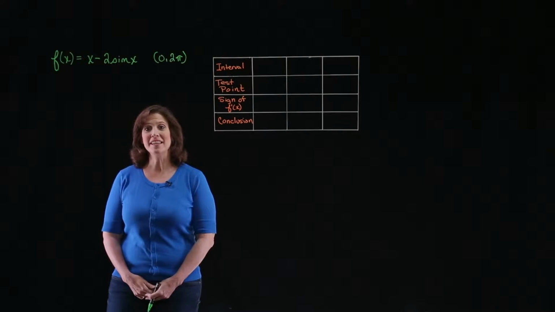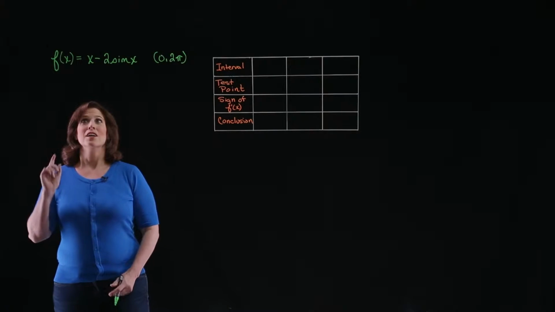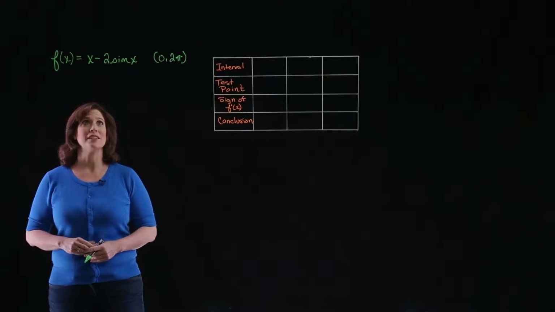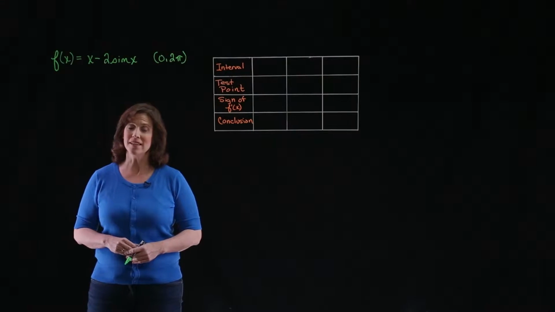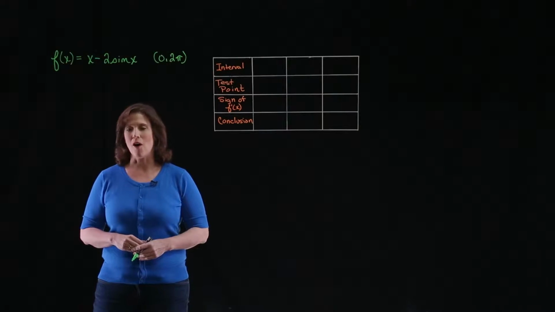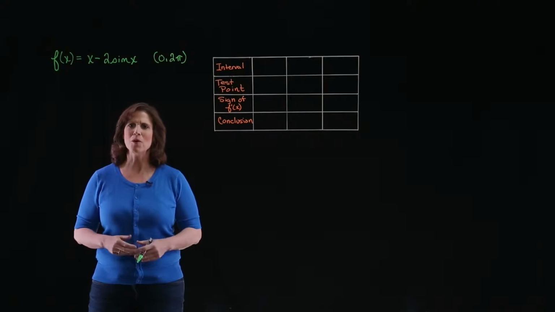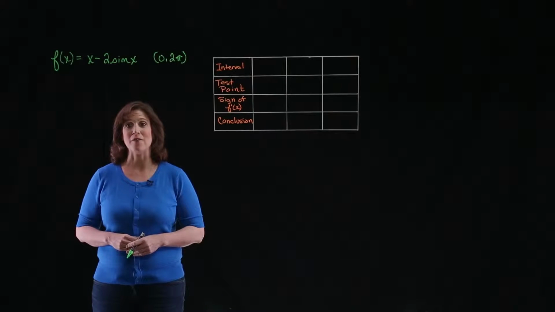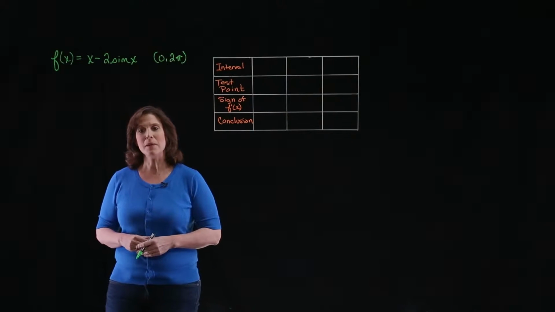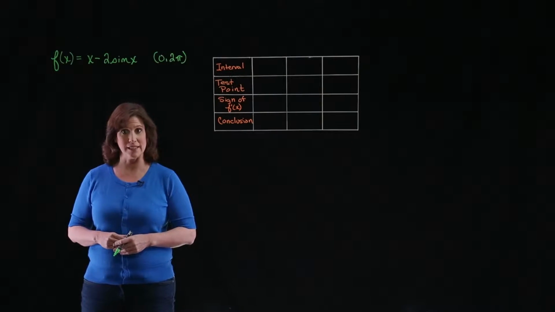Hi everyone, I'm Cheryl. In this problem, we're going to be finding when the function x minus 2 sine of x is increasing, decreasing, where the relative extrema are, and then we're going to confirm our results by using a graphing utility. So let's begin by finding when the function is increasing and decreasing.